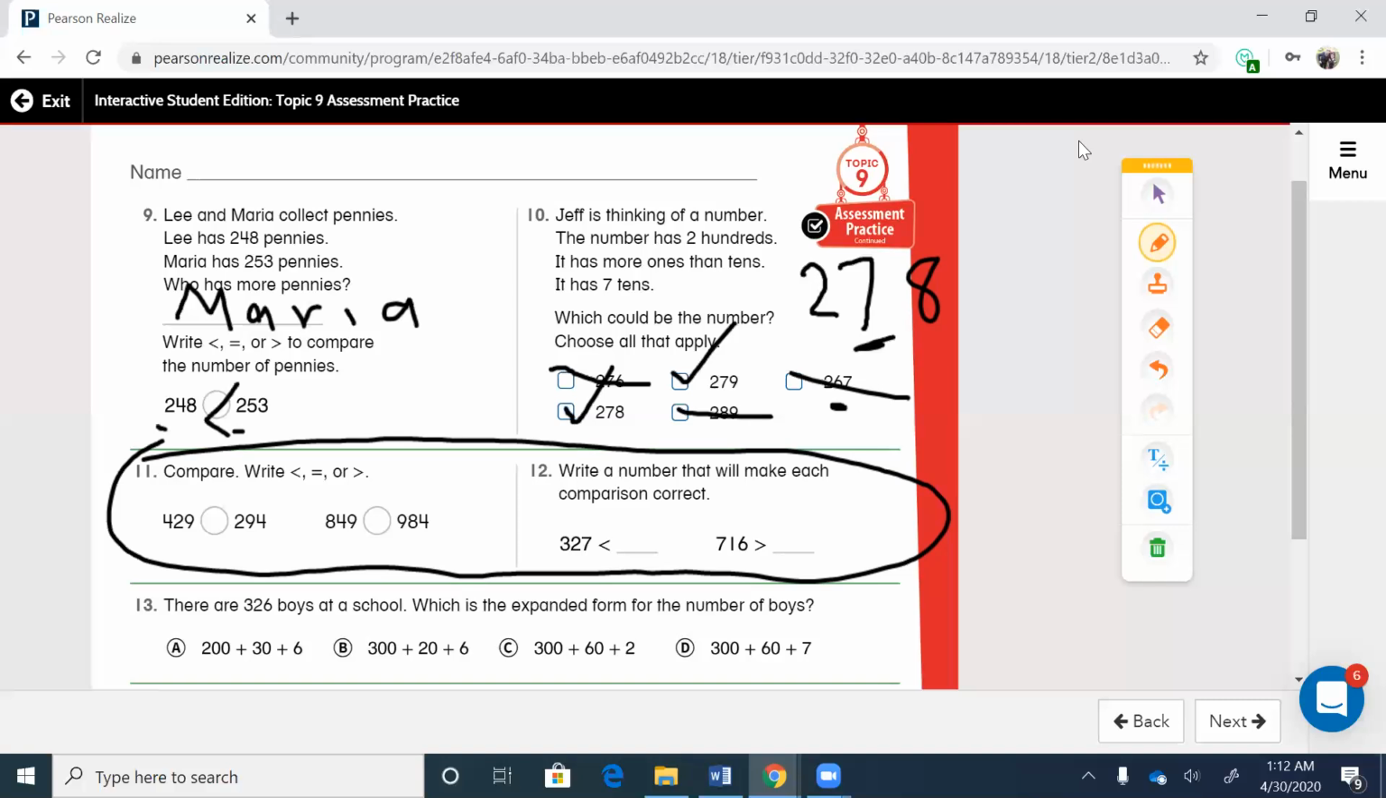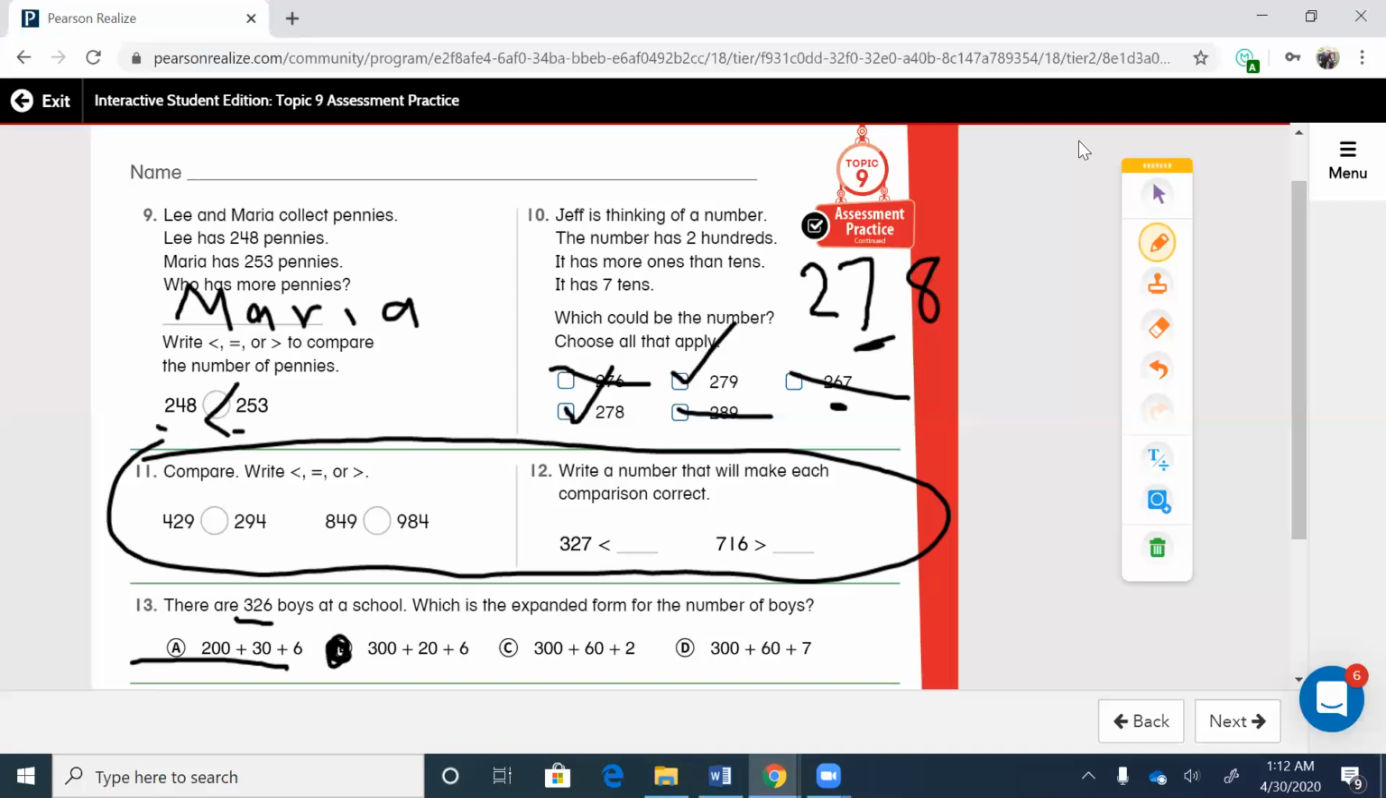There are 326 boys at a school. Which is the expanded form of the number of boys? So we're looking at 326. Well, A says 200 plus 30 plus 6. 300 plus 20 plus 6. That's right. So we got it.